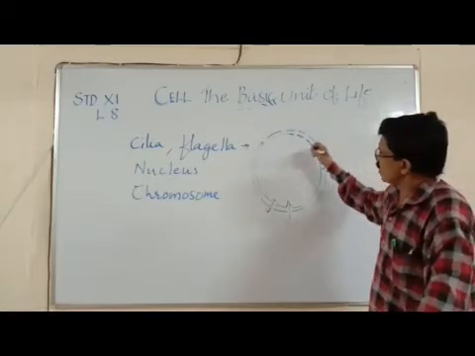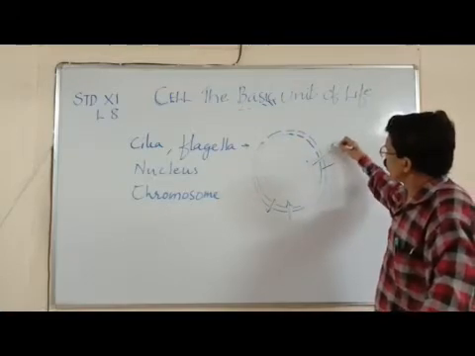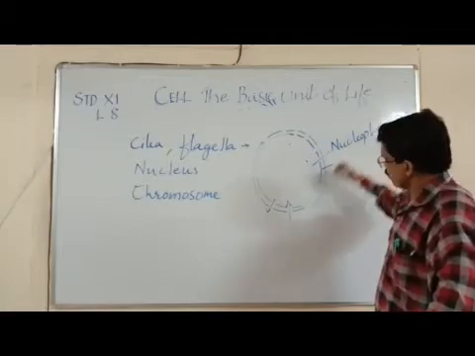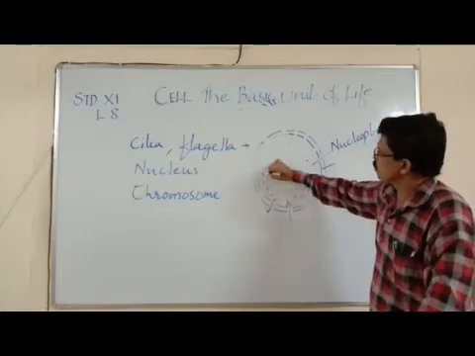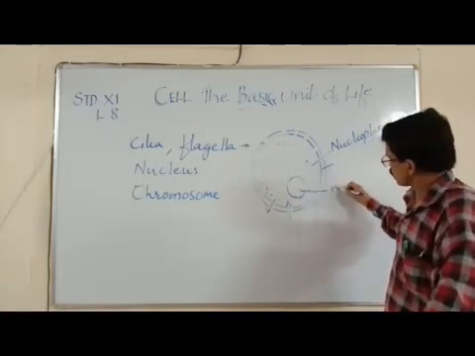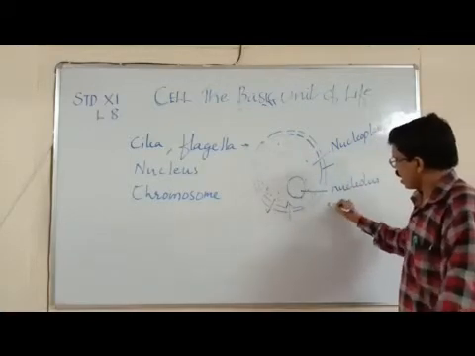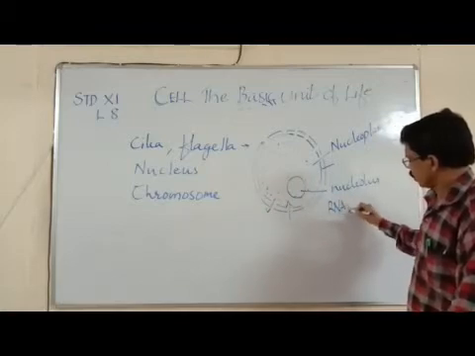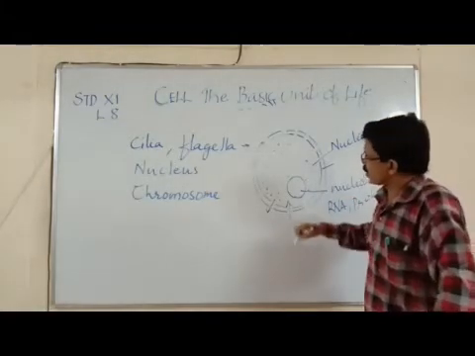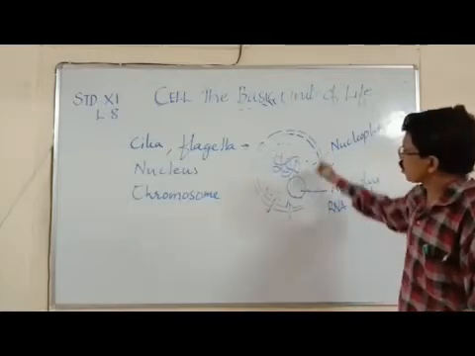Now, inside the nucleus there is a fluid matrix that is called nucleoplasm. Nucleoplasm contains enzymes, ribosomes, RNA, and mainly a spherical structure called the nucleolus. Nucleolus is rich in RNA and protein. In addition to this, nucleoplasm contains fine thread-like structures. The thread-like structure we call chromatin.